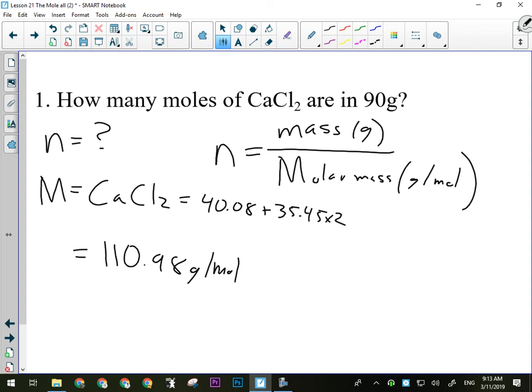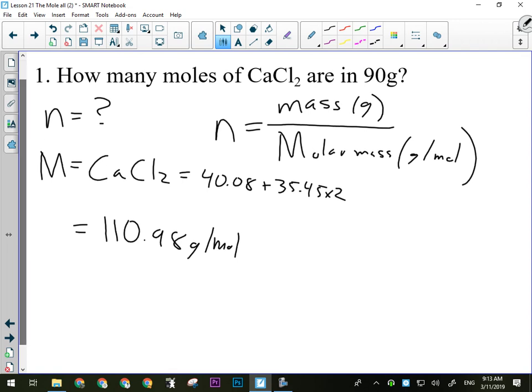The other thing they tell me is that I have 90 grams, so that's mass, of this substance. So I have little m and I have big M, and I'm looking for N. Can I find it? Do I need to even manipulate the formula? No, it's already set up to solve for N. All I have to do is plug in my numbers. So I'll take my 90 grams and I'll divide that by 110.98.